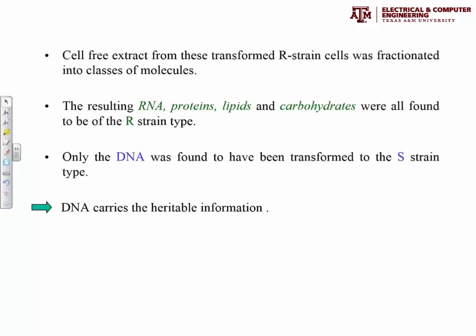So the next step is to take the cell-free extract from these transformed R strain cells and fractionate it into classes of molecules, and we have already covered procedures to do that. We talked about sedimentation, centrifugation, and things like that. You separate it out. It was found that the resulting RNA, proteins, lipids, and carbohydrates were all of the original R strain type. The only thing that changed was the DNA. The DNA was found to have been transformed to the S strain type. So the conclusion was that DNA carries the heritable information. DNA is the carrier of genetic information, right?